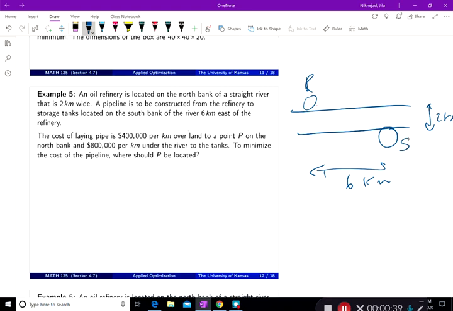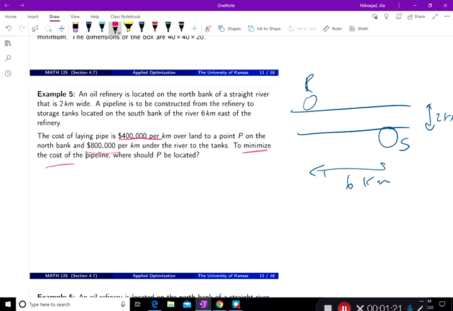The question is asking us to minimize the cost. Obviously we want the cost to be smallest. How do we find a point P on the north bank that you can connect R to, and then S to that P as well? The cost over land is obviously much cheaper than the cost on the river. So the cost of laying pipe is $400,000 per kilometer over land and $800,000 per kilometer under the river to the tanks.